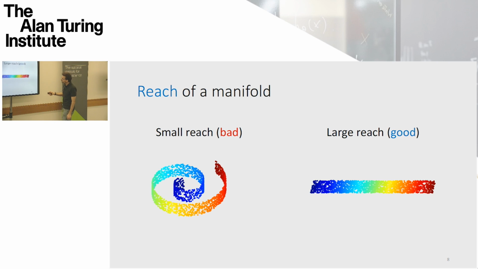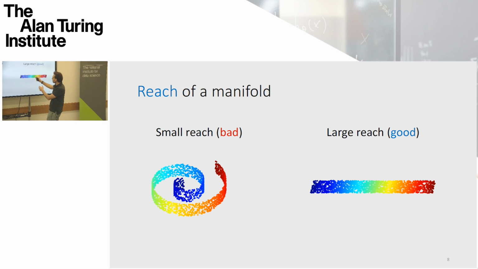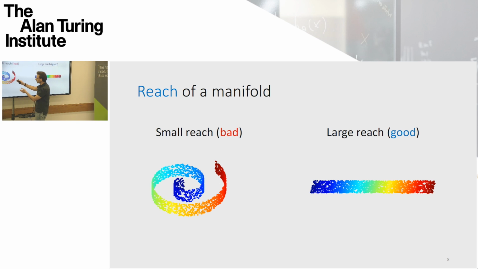So let me quickly talk about reach. I'm not going to formally define it, but the surface on the right is very flat. It has a very large reach and a small curvature, whereas the one on the left has a small reach and large curvature, and as a result, this would be much more difficult to embed and to measure. We would need many more measurements compared to the one on the right.